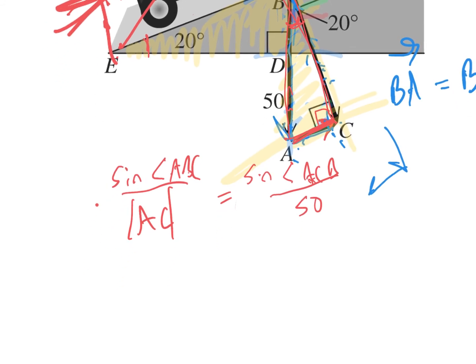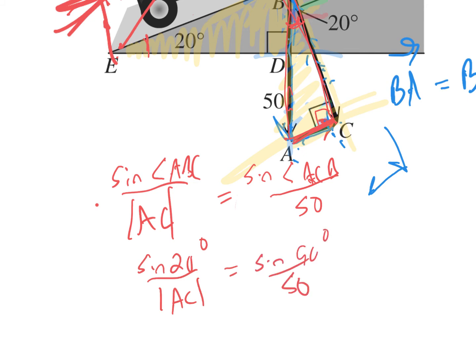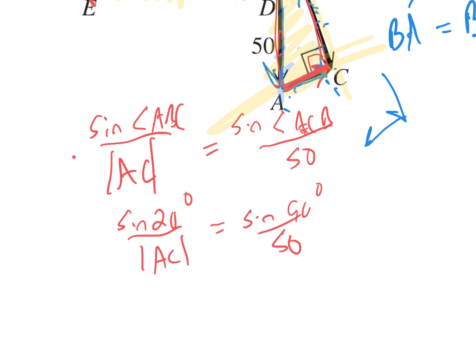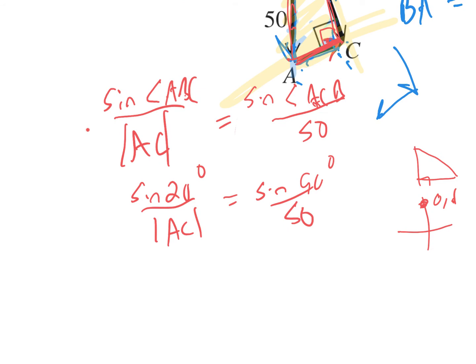Plug in the numbers. Sine of 20 degrees over magnitude AC, which is what I want. That's the force. Sine of 90 degrees over 50. What's the sine of 90? What's the sine of 90, guys? Right triangle? No, we use this way. We do sine of 90 is up there. The ordered pair is (0, 1). It's a 1.